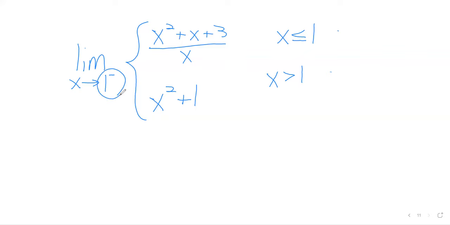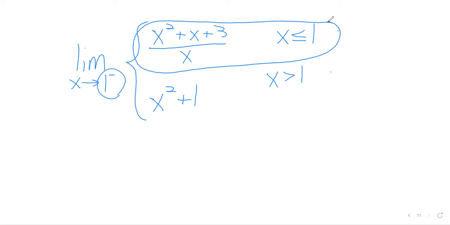Well, x is approaching one. And if this were a two-sided limit, the complication would be that we wouldn't be able to just use one of the formulas. If this were a regular limit, we'd have to ask what happens when x is less than one, and we'd have to ask what happens when x is greater than one. But because this is a one-sided limit, that complication doesn't arise. We're approaching one from the left, meaning that x is always less than or equal to one, meaning that we're always using that formula.